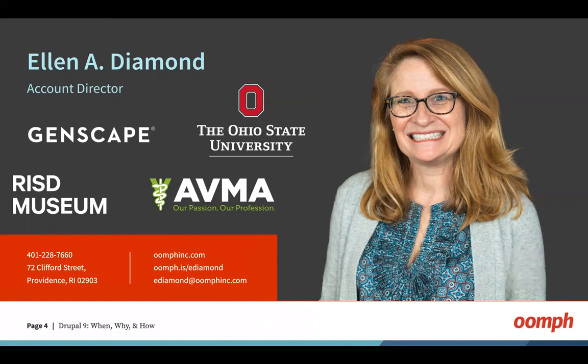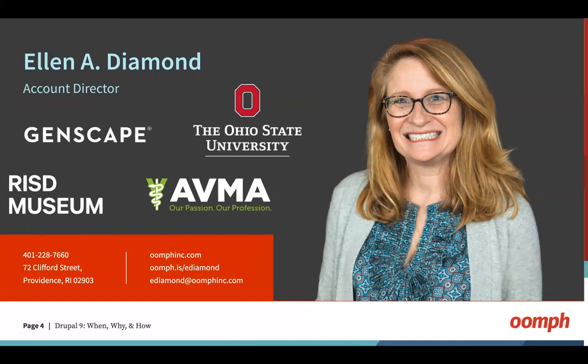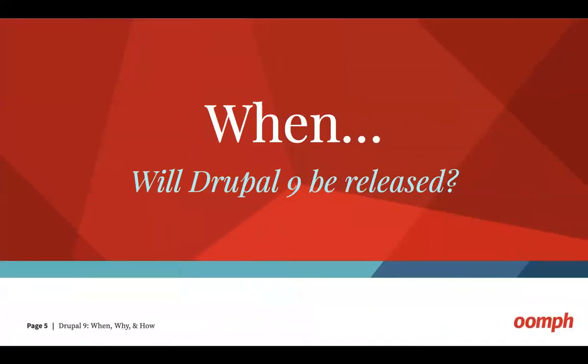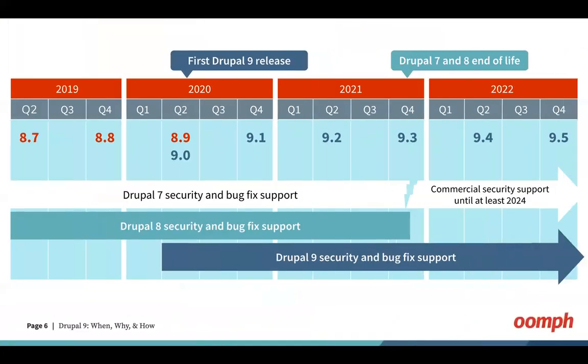So to start, John, I'm going to throw you an easy one. Oh, I love easy questions. When is Drupal 9 going to be released? So every easy question needs a really complicated graphic to answer it, so I'm not going to disappoint. The quick answer is Drupal 9 will be released in early June. They're looking at June 3rd, 2020. So just under a year from now.